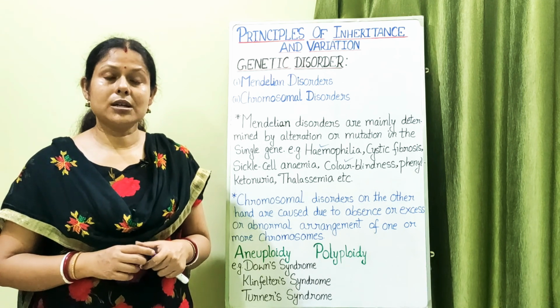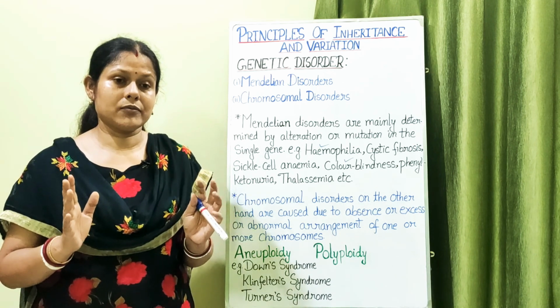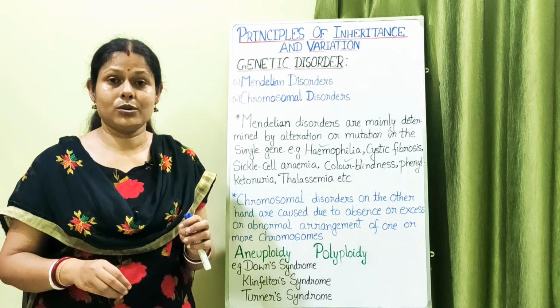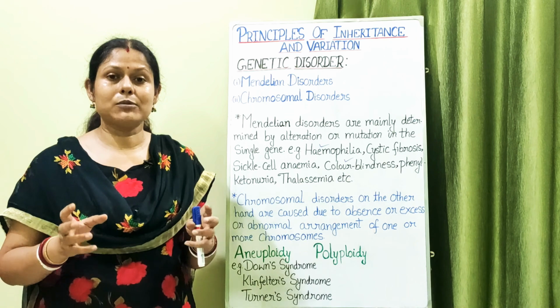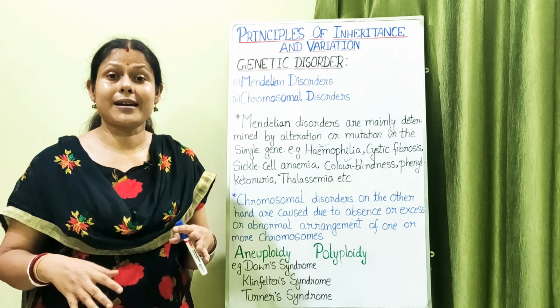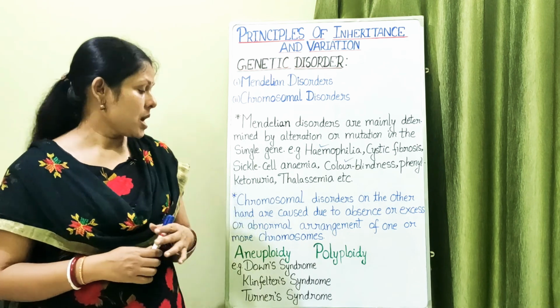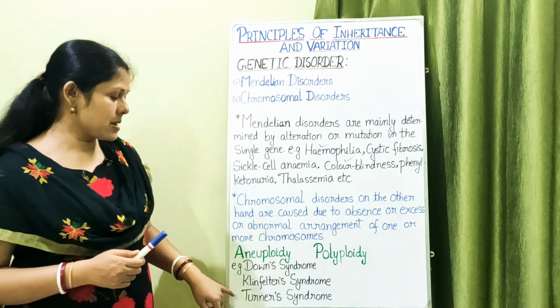So one has to think of all the aspects of life, of the reproductive system, of the organism as a whole, so that these kinds of abnormalities or possibilities which may arise in the later stages of one's life can be avoided. Next is Klinefelter syndrome and Turner syndrome.